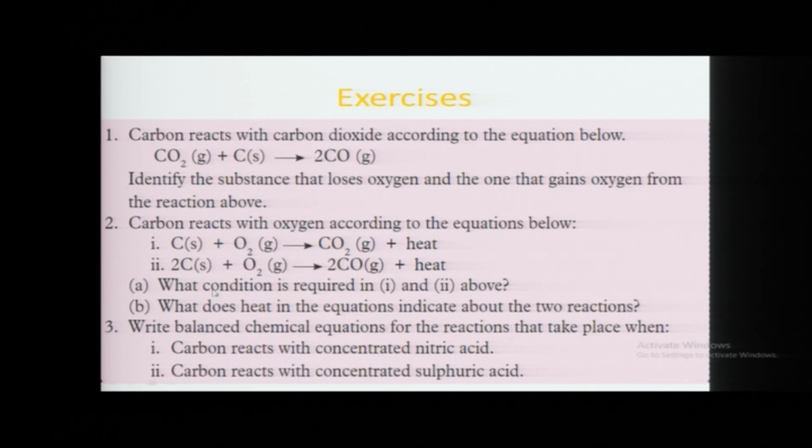So question 1: what condition is required in Roman 1 and Roman 2? We have talked about that. In other words, why is it that in the first equation we form carbon dioxide and in the last equation we form carbon monoxide? I've talked about this several times. So what are those conditions that are needed? Another sub-question on the same question: what does heat in the equations indicate about the two reactions? I've talked about that already.